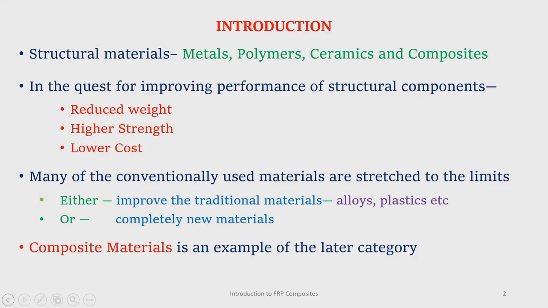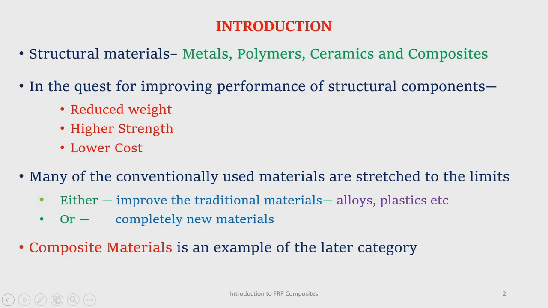So, to start with, we know that the structural materials basically are classified as metals, polymers, ceramics and composites. Now, with the advancement of science and technology, you know that the requirement of improved performance also increased. And so, in the quest for improving the performance of structural components, say for example, in many aerospace applications, we like to use materials so that the weight is minimized. Then in many load bearing applications, we like to increase the strength, that means we want higher strength materials. Of course, for all these cases, we always like to minimize the cost.